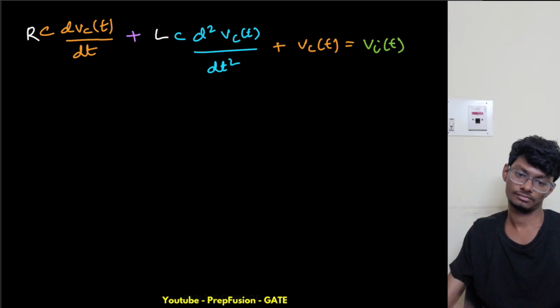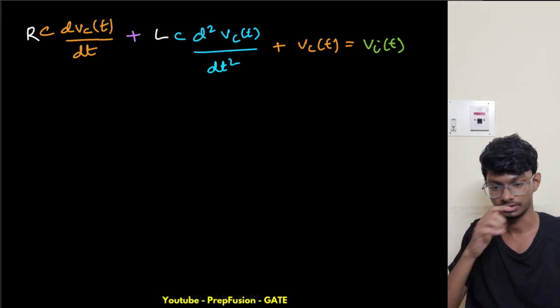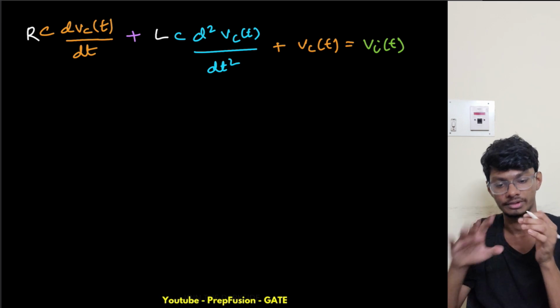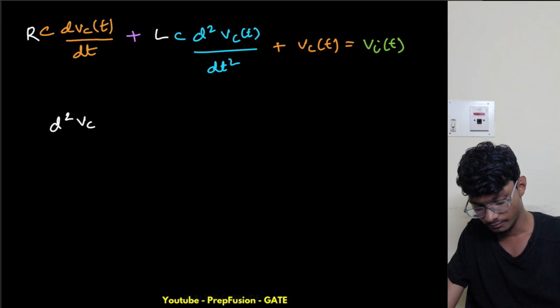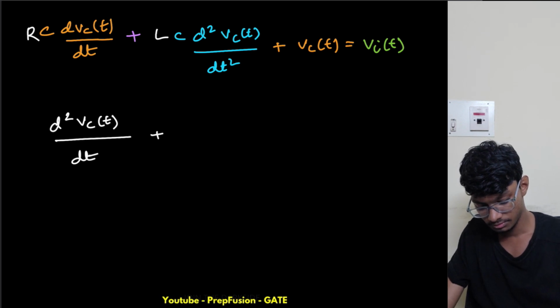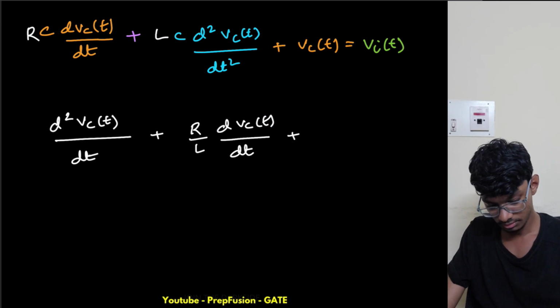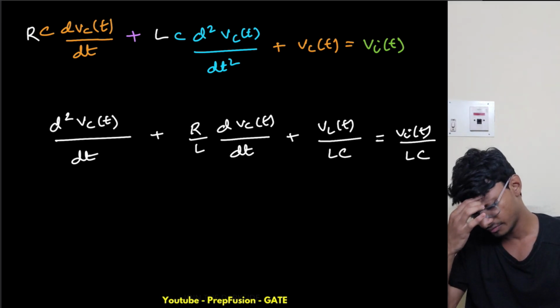Now what I will do is firstly make the coefficient of the second order differential 1. Why? Because I will take the Laplace of this after this. The coefficient of the highest order power is generally 1, that's the standard format. So we will divide by LC on both sides. So what I will get: d square VC of t by dt square plus, if I divide by LC, R by L dVc of t by dt plus VC of t by LC equals Vi of t also divided by LC.